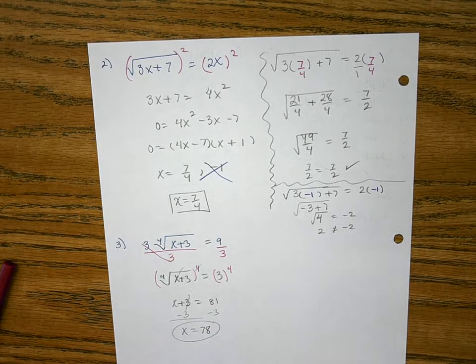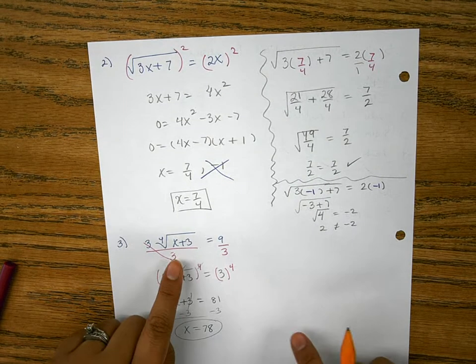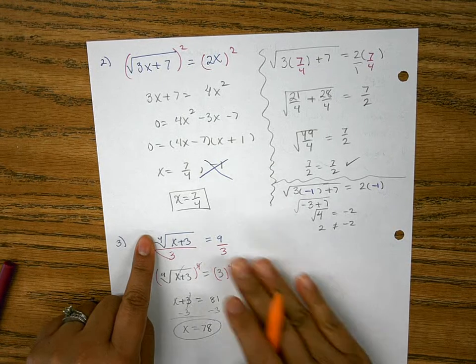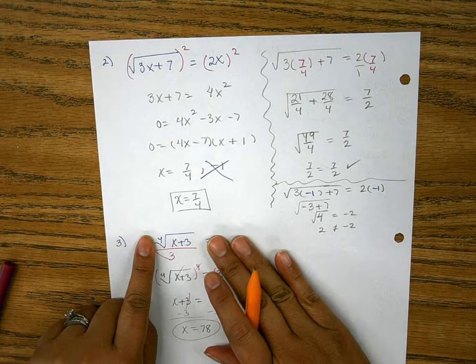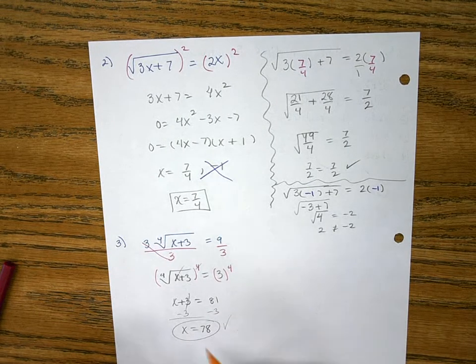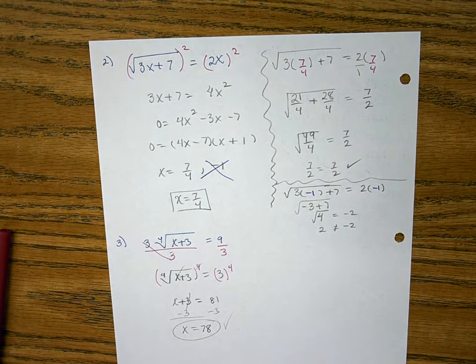Let's check it. I'm just going to do it here. 78 plus 3 is 81. The 4th root of 81 is 3. 3 times 3 is 9, which equals 9. Check, we're good. That answer is not extraneous. It truly indeed does work.